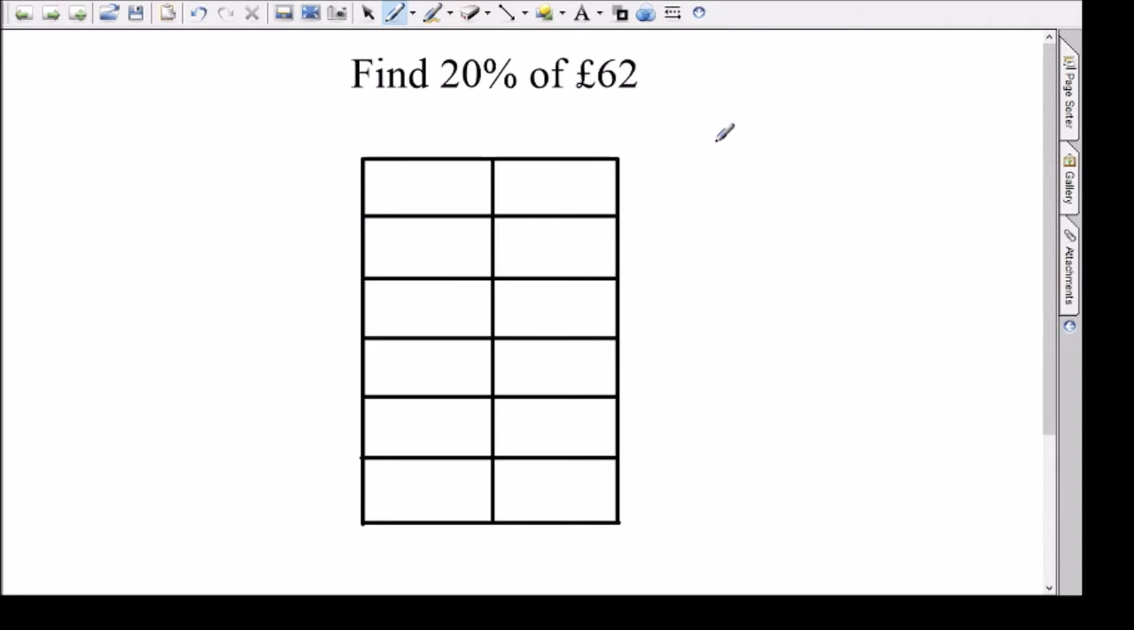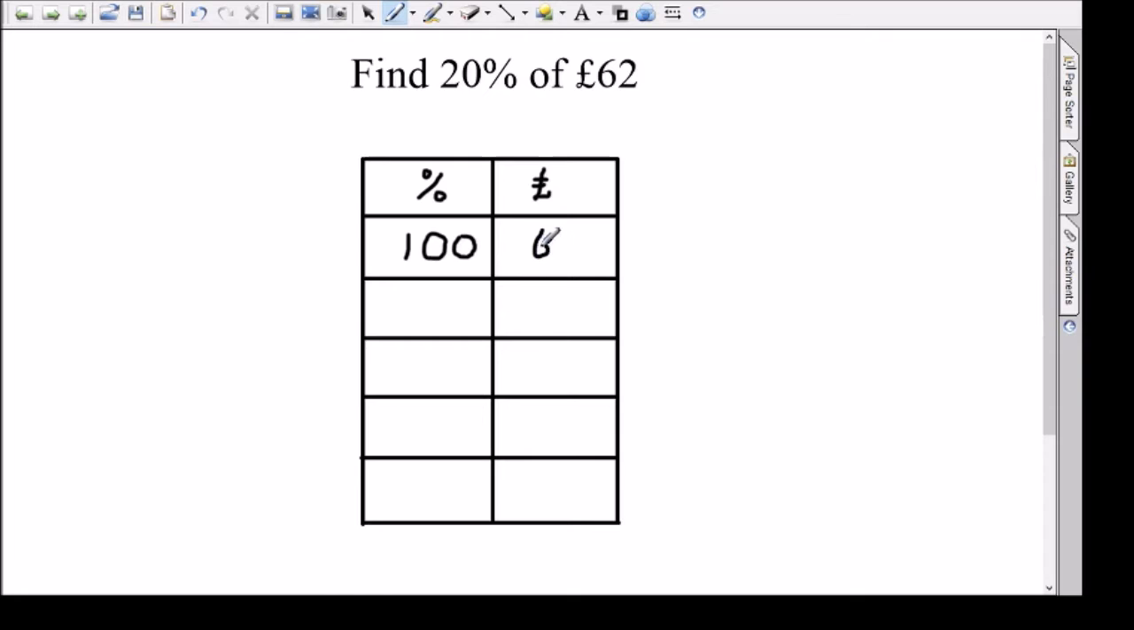Find 20% of 62. Okay, this looks a little bit different, but 20% of £62, I should say. Okay, so this time, actually, I'll do it the other way around. So I'm going to put percent in the left-hand box. I'm going to put the price in the right-hand box. I'm looking to find 20% of £62. So my £62 is the 100%.